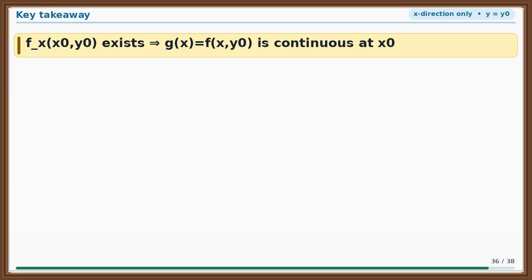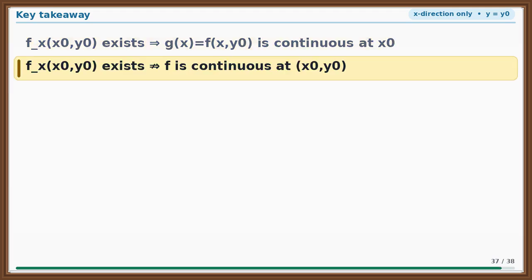Here is the correct implication. If f sub x exists at x0, y0, then the one-variable slice g of x equal to f of x, y0 is continuous at x0. Here is the incorrect implication. The existence of that one partial derivative does not imply that f is continuous as a two-variable function at p0. One controlled slice cannot certify every possible approach.